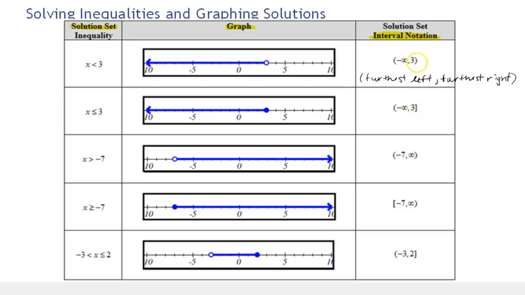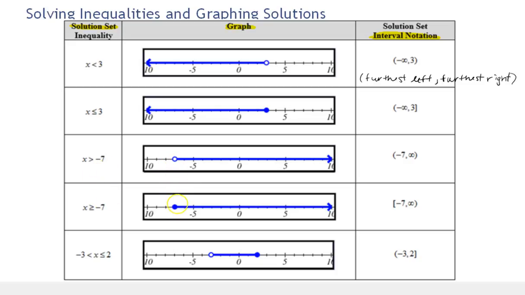If you cannot include a specific value, it's an open circle, so you draw a circle, but you don't fill it in, and you use a parenthesis. Okay. Let's look at these two. So it's a similar idea, but now x is greater than negative 7, or x is greater than or equal to negative 7. So the boundary value is negative 7.